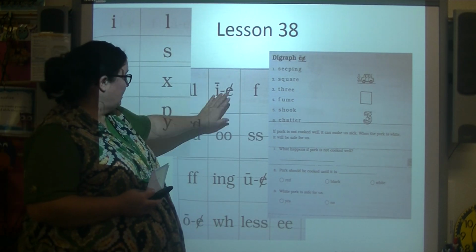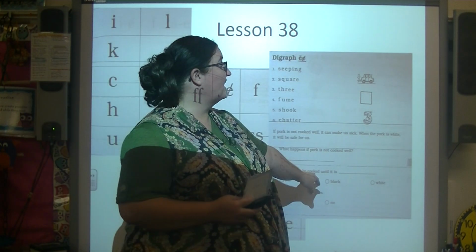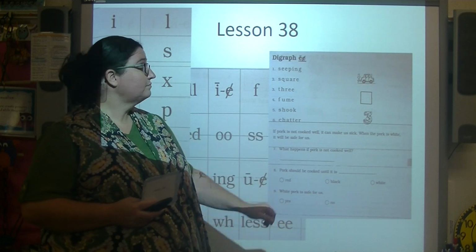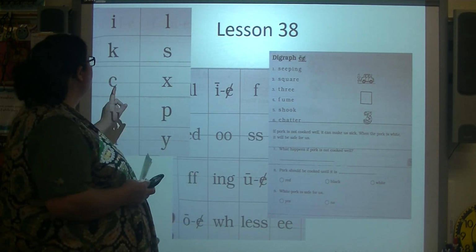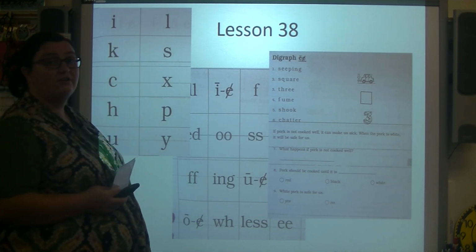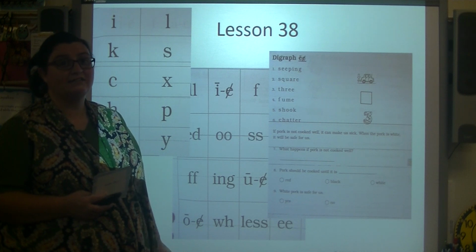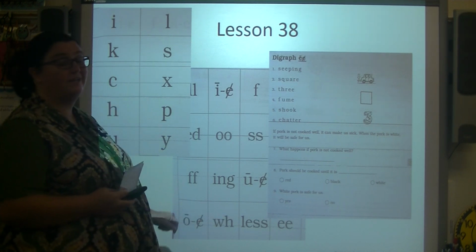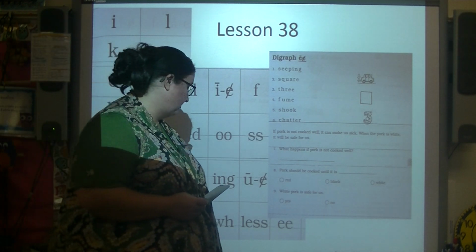After that, you'll have your bingo page for lesson 38 and then digraph EE. So what I want you to do is pause the video and cut out your letter tiles that we need for an activity. So pause your lesson and cut out these letter tiles. And then we'll get started on our lesson.